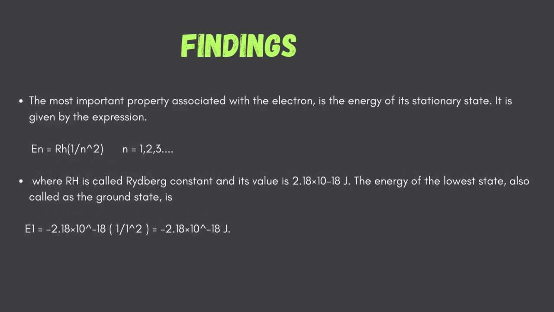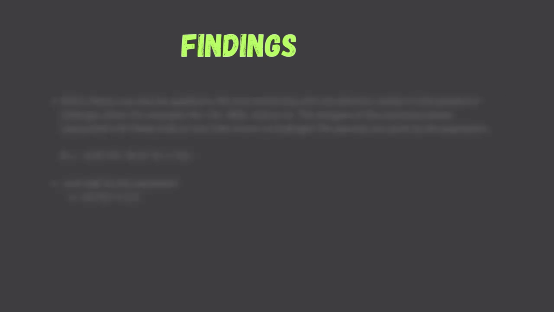The most important property associated with the electron is the energy of its stationary state. It is given by the expression E_n equals minus R_H into 1 divided by n square, where n equals 1, 2, 3, where R_H is called the Rydberg constant and its value is 2.18 into 10 raised to the power minus 18 joules. The energy of the lowest state, also called the ground state, is E1 equals minus 2.18 into 10 raised to the power minus 18 multiplied by 1 divided by 1 square, which is equal to minus 2.18 into 10 raised to the power minus 18 joules.